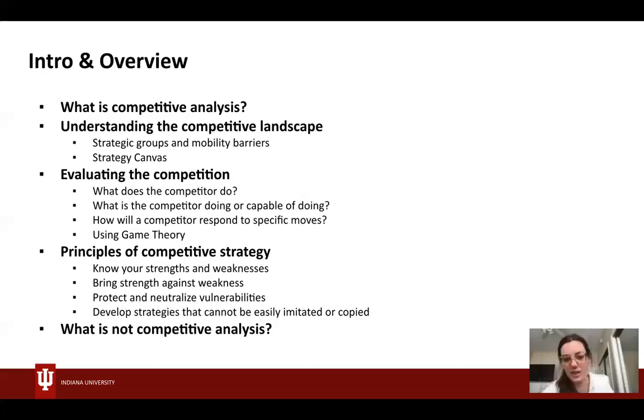So the first 3 questions are very one-way answers and very concrete questions. But the 4th one is game theory, which is an analysis of competitor interaction by trying to predict what their next move will be. So you're trying to guess what they might be doing next compared to you. And the 4 principles of competitive strategy is knowing your strengths and weaknesses, bringing strengths against weakness, protecting and neutralizing your vulnerabilities, and develop strategies that cannot be easily imitated or copied.